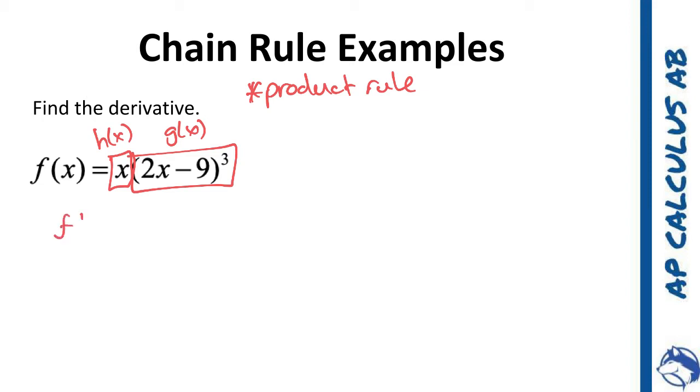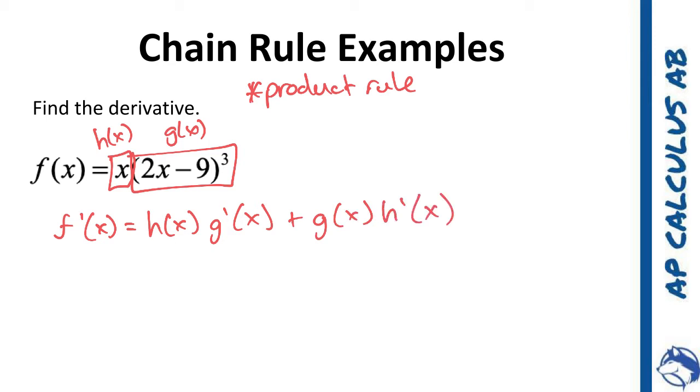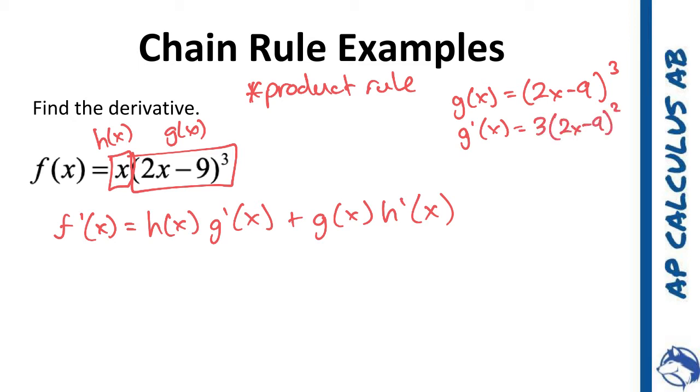So I know that f prime of x has to be equal to the first one times the derivative of the second one plus the second one times the derivative of the first one. And so if I'm looking just specifically at g of x, I'm also going to have to do the chain rule in here. And so when I find g prime of x, I'm going to get 3 times 2x minus 9 to the second power.